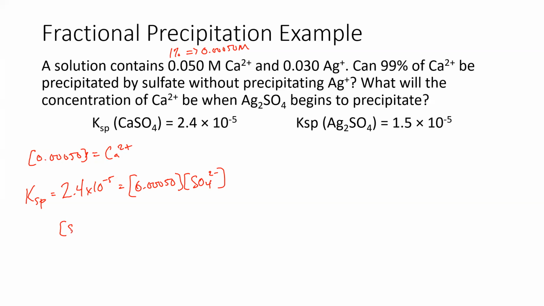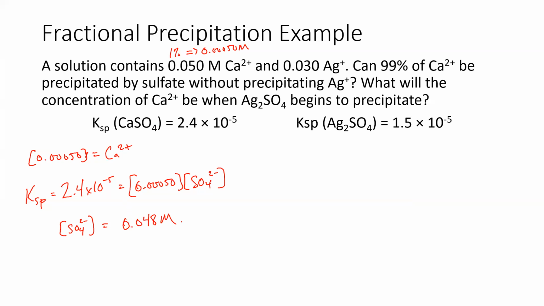And then I find my concentration of sulfate: 2.4 times 10⁻⁵ divided by 5 times 10⁻⁴. And I end up with 0.048 molar. So now I'm going to use that information to see whether or not silver is precipitating.